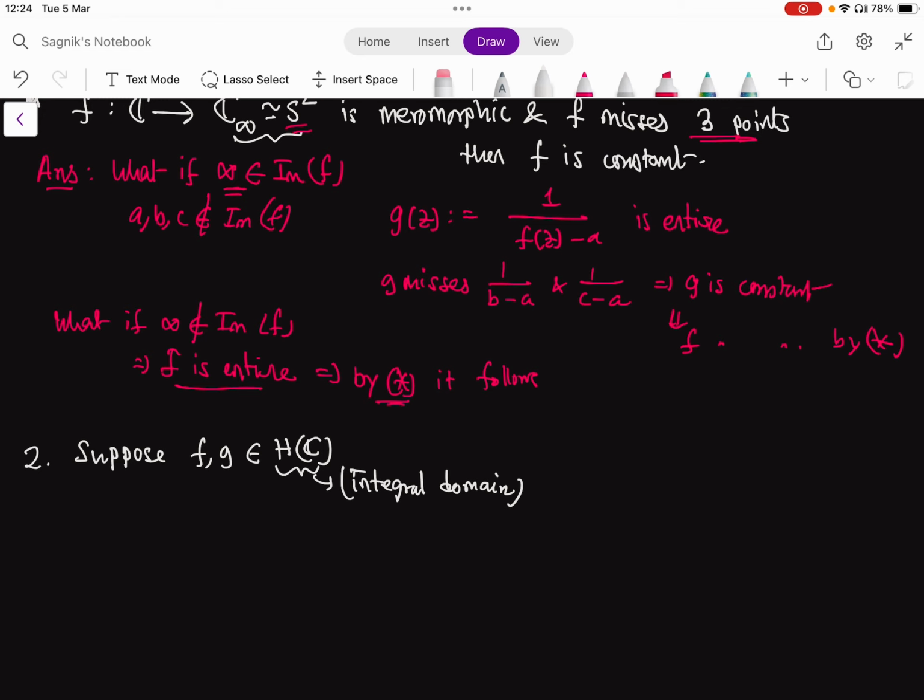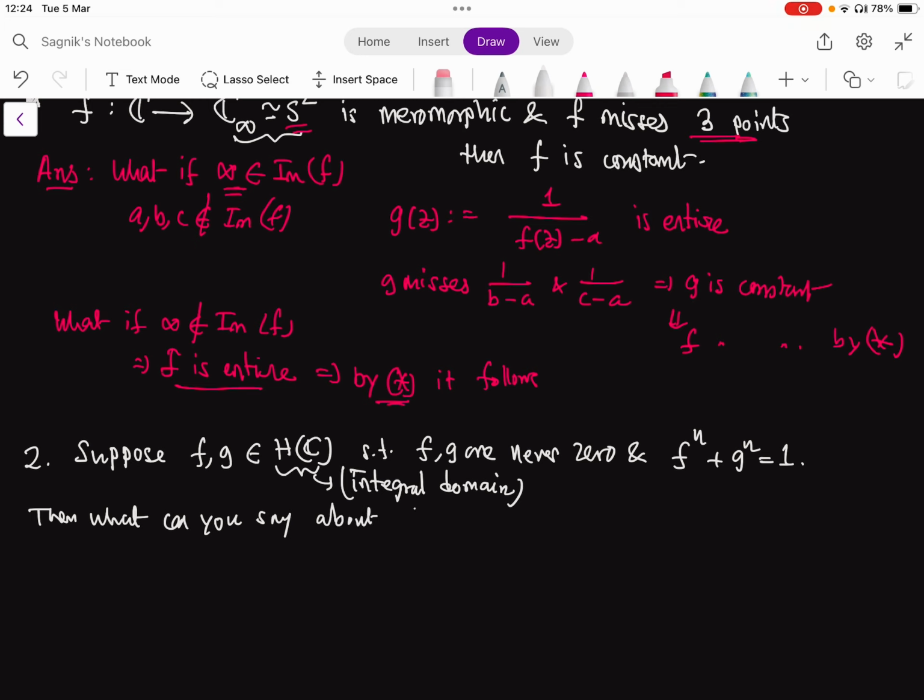So if f and g are never zero, and say some power of f plus some power of g is some constant, let's take some non-zero constant. Then what can you say about f and g?